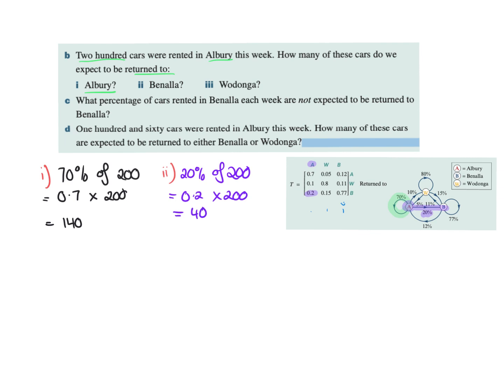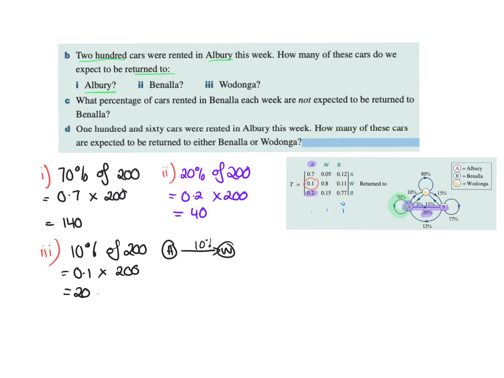Okay, and then the last one. How many people go from Albury to Wodonga? If I look, it says 10%. Everyone agree? Albury to Wodonga? So it's 10% of 200. Sometimes I like to do it when I'm doing it, I'll go A to W, and then I go and have a look and I say, all right, it's 10%. So then we'll go 0.1 times 200 equals 20. Okay, so that's that one.